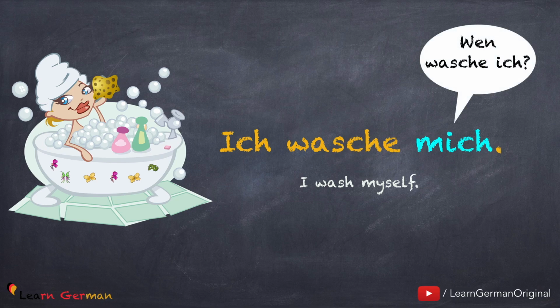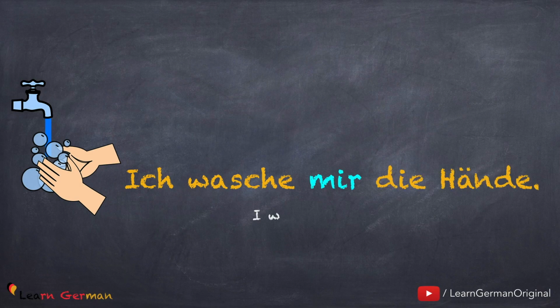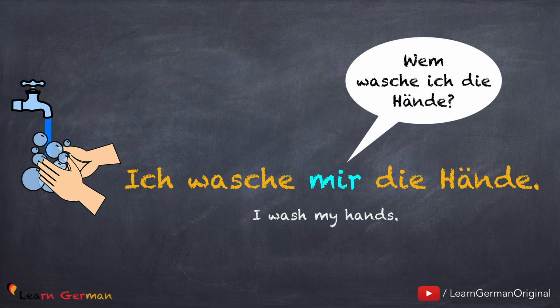You can ask, wen wasche ich? Ich wasche mich. Since this is a direct object, you would use mich. Ich wasche mir die Hände. Here you have two objects. You can ask, wem wasche ich die Hände? Ich wasche mir die Hände. Since it is an indirect object, you would use mir.